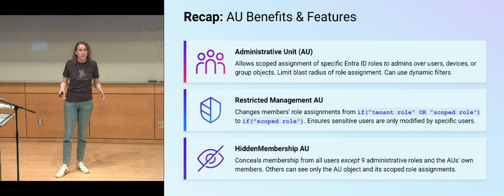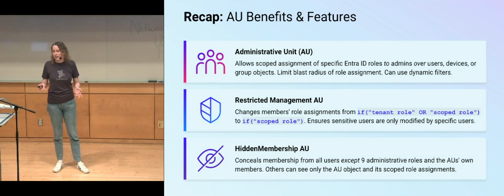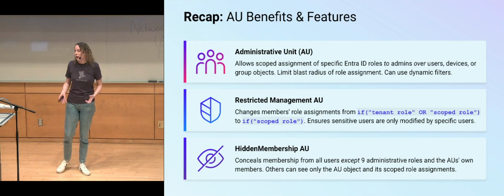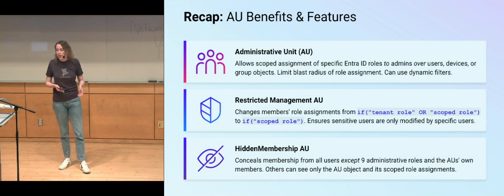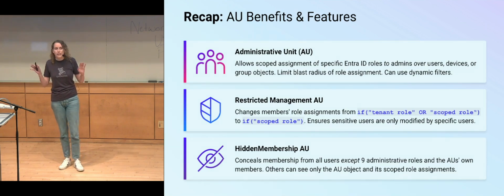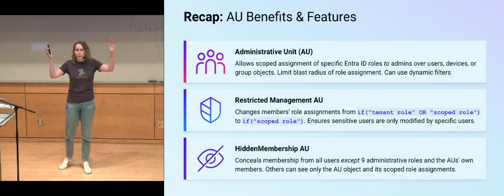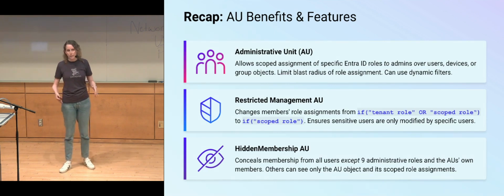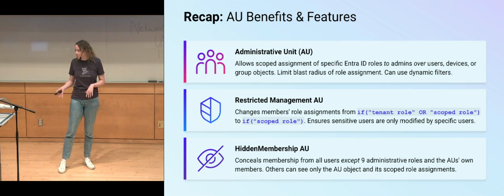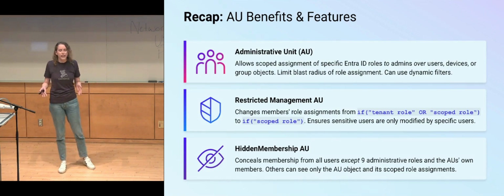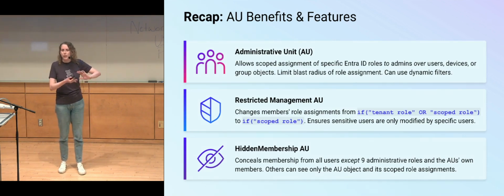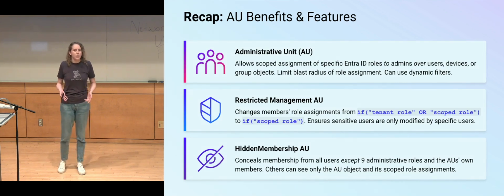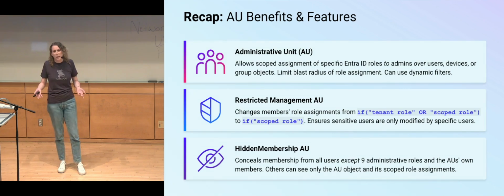Let's recap. So the administrative units allow scoped role assignment of Entra ID roles over a subset of users. Our restricted management administrative units change that logic so that instead of if someone has the tenant role or the scoped role assignment, instead it just says, no, you need that scoped role assignment in order to manage those users. And the hidden membership AU, unless you're a member of that administrative unit or you have one of those 9 roles, you're not going to be able to see the membership at all. And you won't necessarily get a warning about it either.